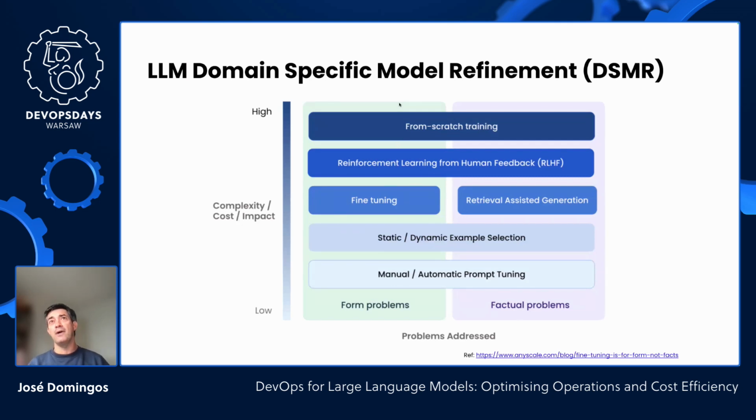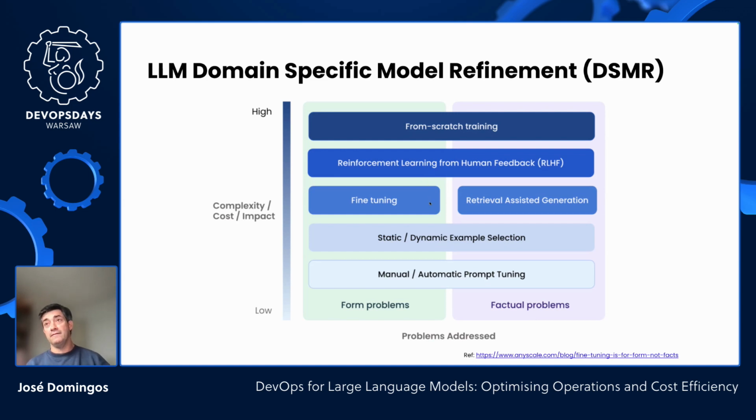This is DSMR, so domain-specific model refinement. So if you look at a model, you have the ability to, of course, train it from scratch, but that carries a high complexity, high cost, high impact, right? If you train a model from scratch, you have the ability to do RLHF, i.e., as the model responds to your prompts, you give it a thumbs up or a thumbs down, you correct the model, so that data can be used to improve your model.